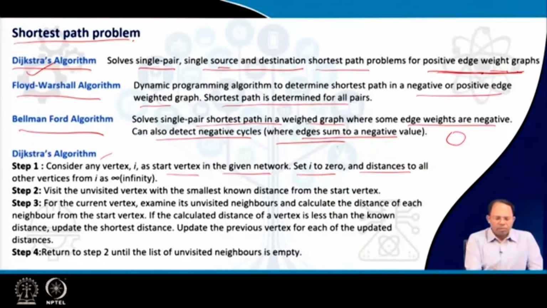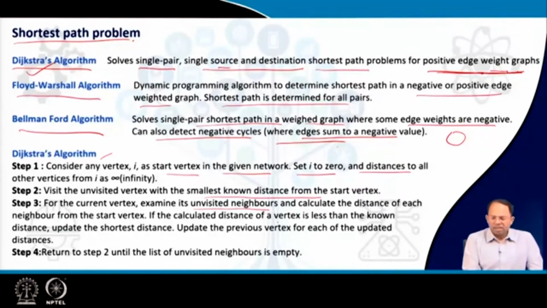Then from this particular node, we visit the unvisited vertices. That means from any point we will go to the other nodes and we will find which one has the smallest distance from this start vertex. So, we will find the link which has the shortest distance. From this new node at the end of that shortest link, we will examine the unvisited nodes or neighbors and calculate the distance of each neighbor from the start vertex.